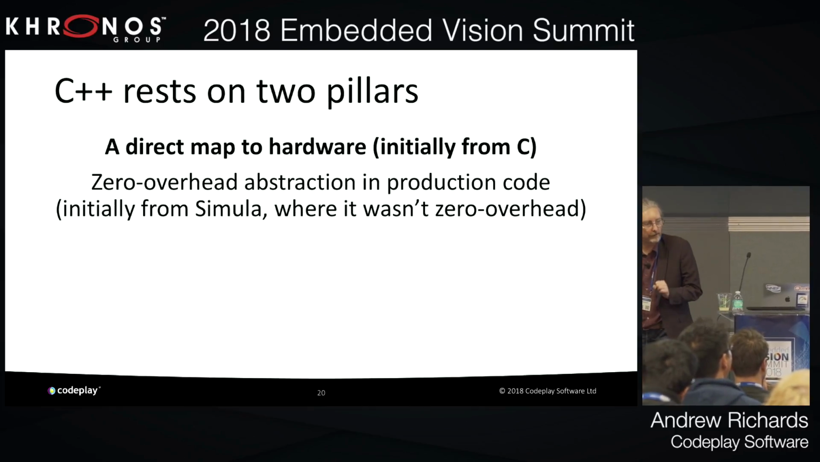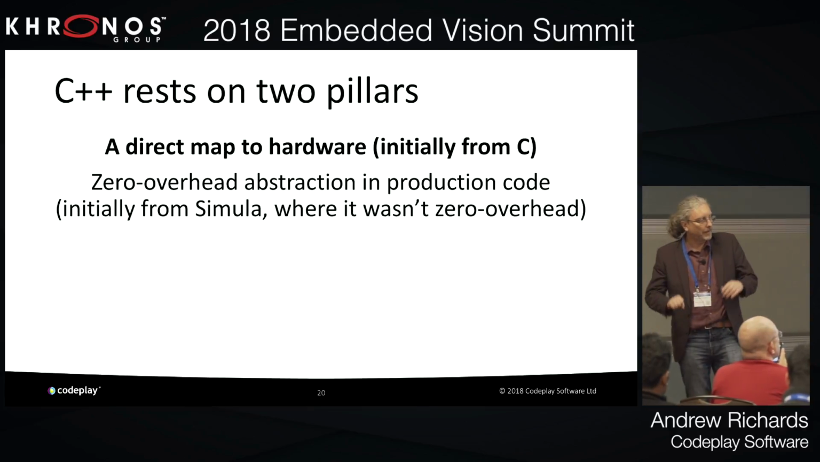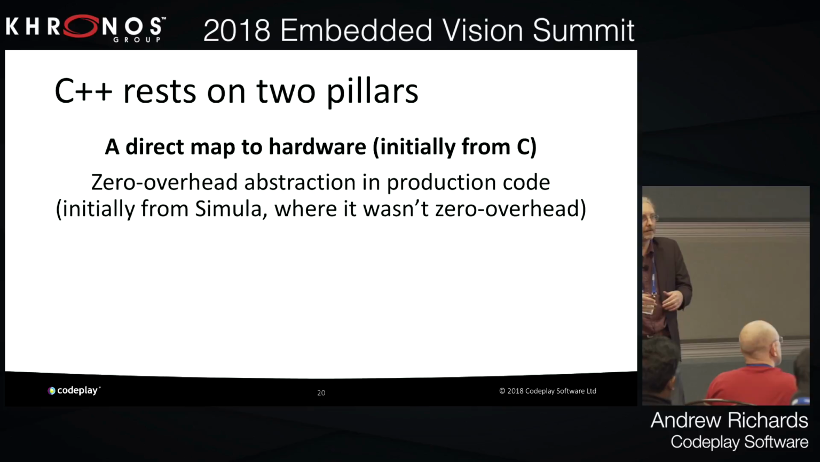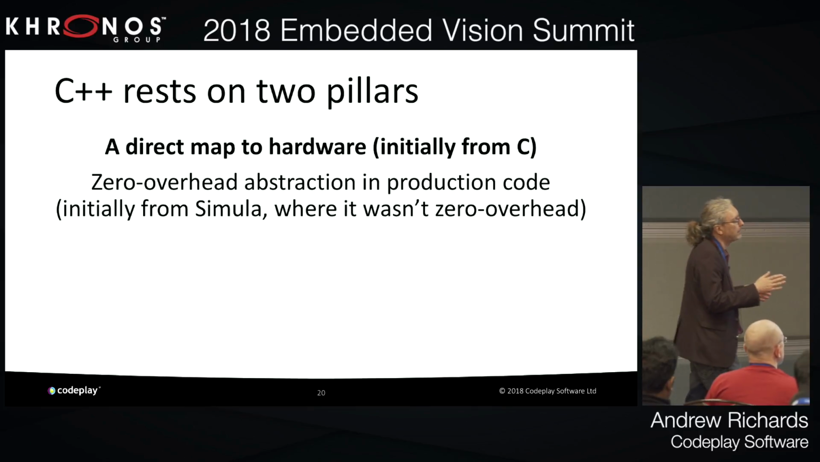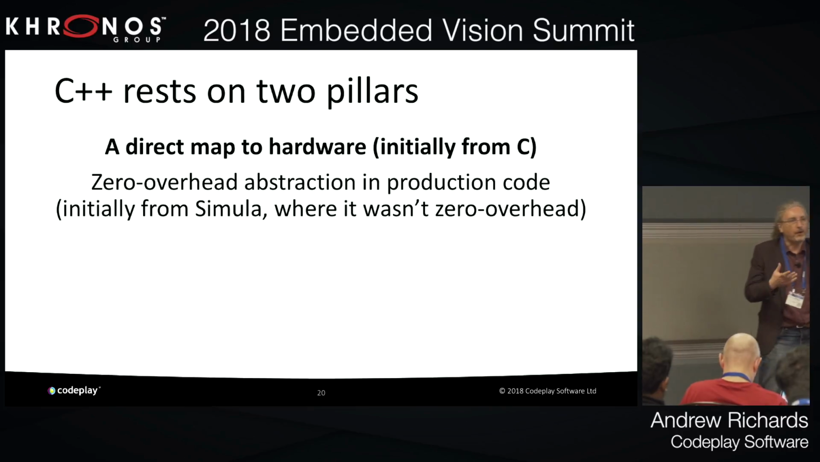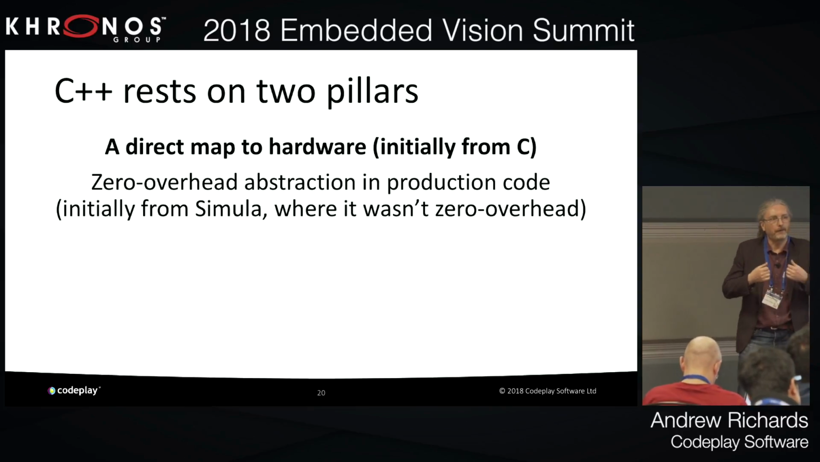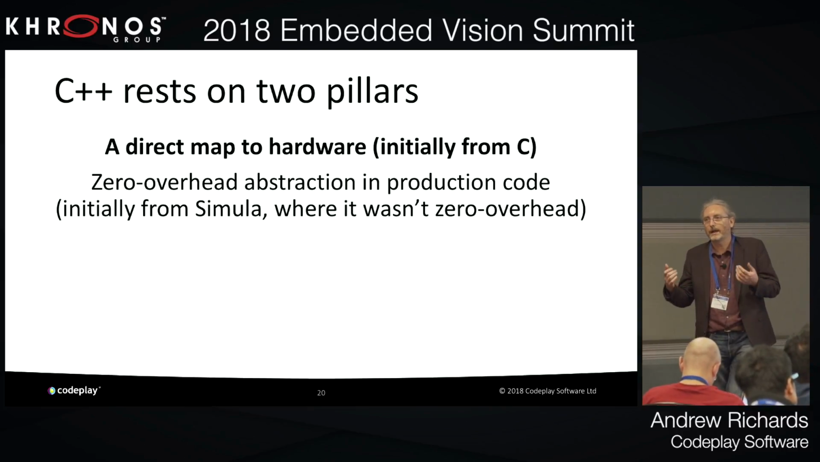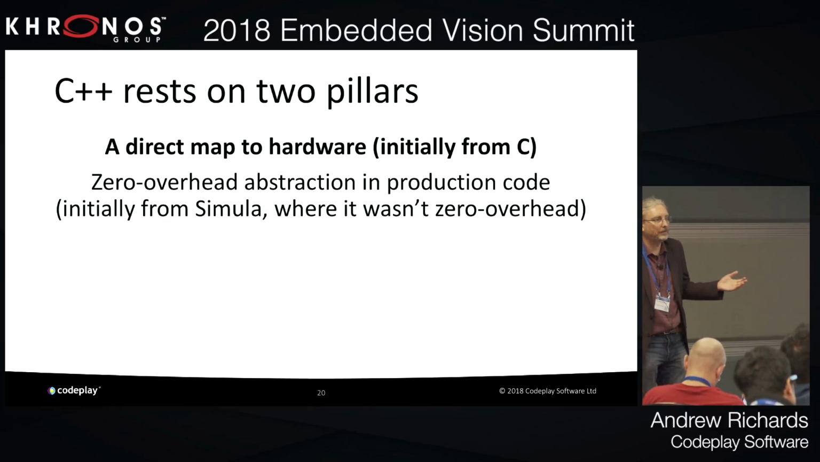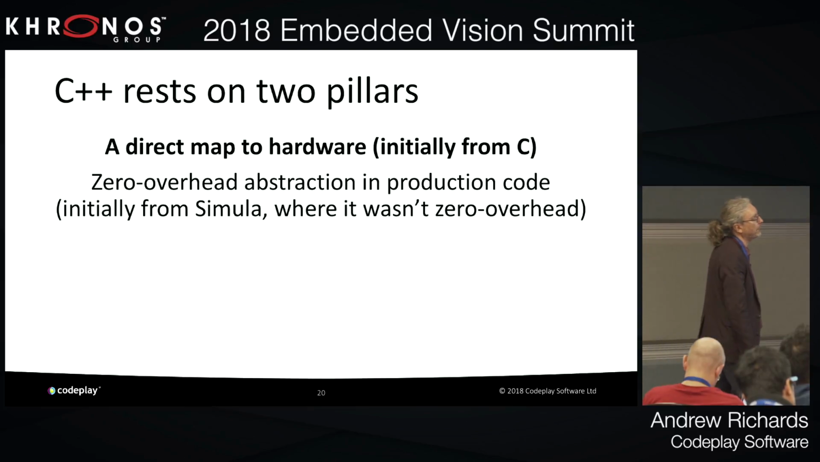C++ rests on two pillars. A direct map to hardware. Initially a C idea. Direct map to hardware. It does seem to me that we're not doing a direct map to hardware if we're only programming the CPU. We have to map to all of the hardware in the system, especially as you look at the die shots of processors today, the CPUs are tiny. Right? Most of the processing power is in the other things. We have to bring C++ to those things.